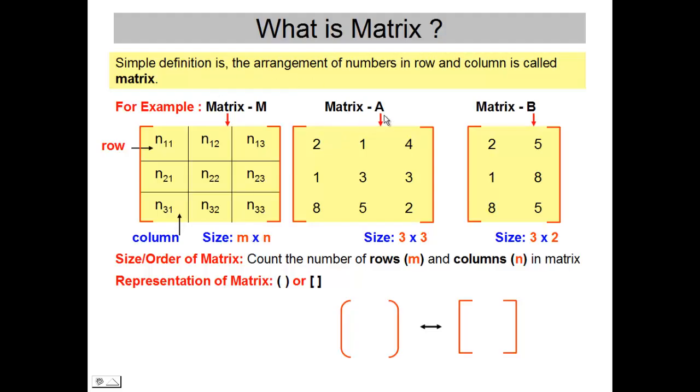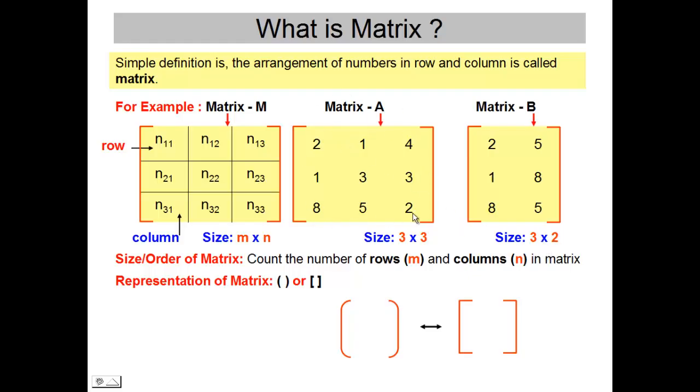Example, matrix A. 2 1 4 is the first row, 1 3 3 is the second row, 8 5 2 is the third row. Example of matrix B. 2 1 8 is the first column, 5 8 5 is the second column, and 2 5 is the first row, 1 8 second row and 8 5 third row. So this matrix is of size 3 by 2, meaning 3 rows and 2 columns.